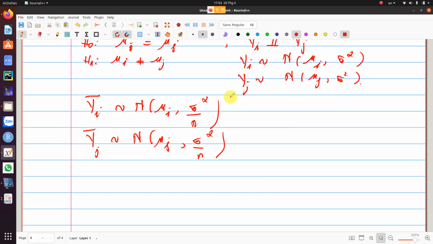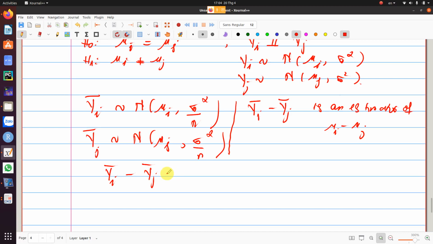So we consider yi bar minus yj bar as an estimator of mu i minus mu j, right? Then we know that yi bar minus yj bar also follows a normal distribution with mean mu i minus mu j, and variance the sum of two variances, which is 2 sigma square over n. You must be able to do it, right?